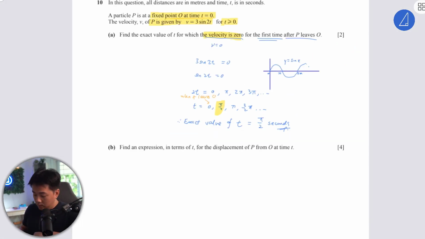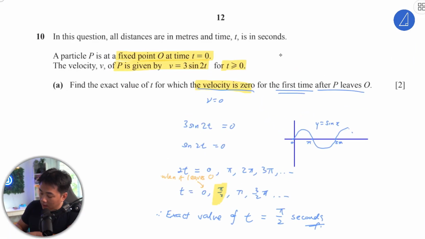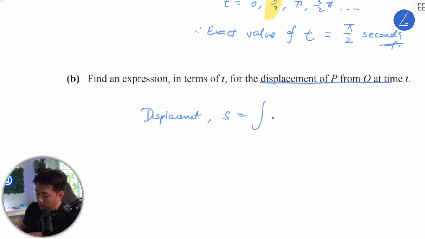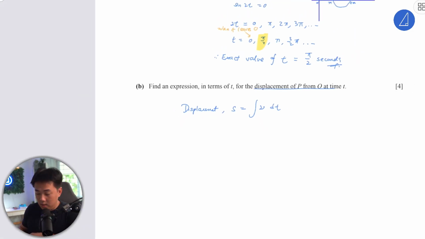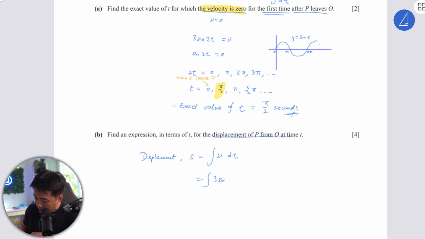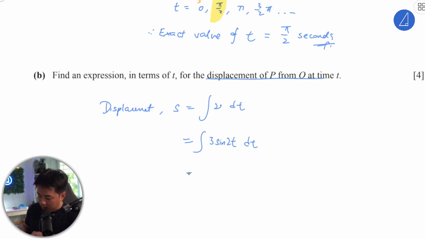That's it. So the next part is finding displacement. We know if we take displacement and differentiate it with respect to time, we get the velocity. So in order to get displacement, we just need to integrate with respect to time. So displacement is the integral of v dt. I'm going to integrate v, which is 3 sine 2t, dt. This is not too bad. I think this will be just 3 times negative cosine 2t divided by 2, plus c.